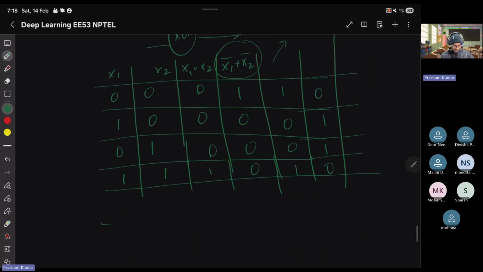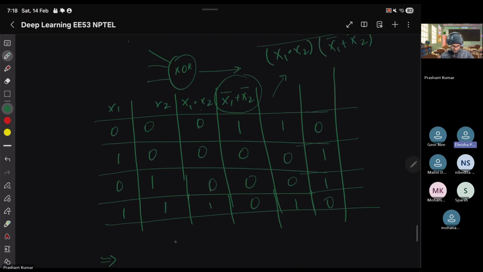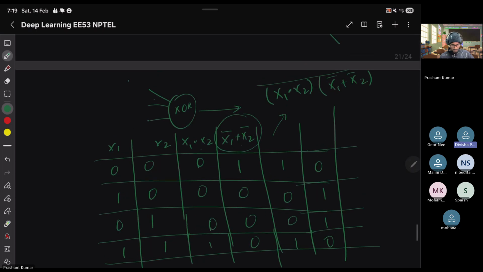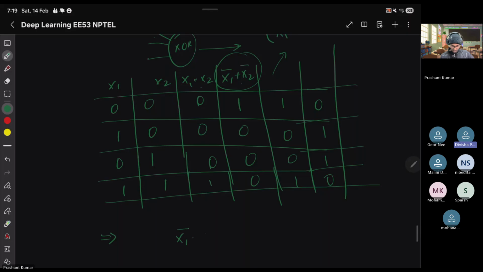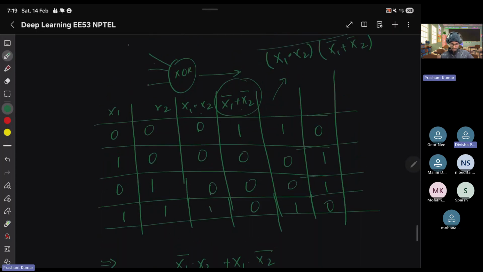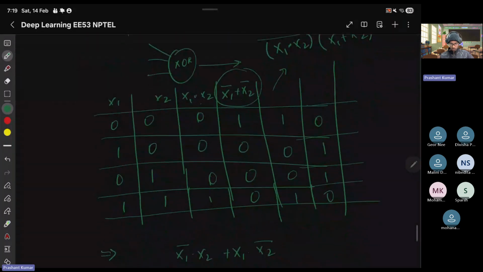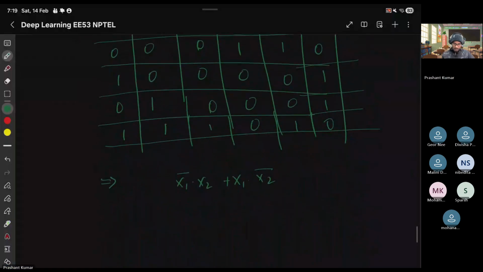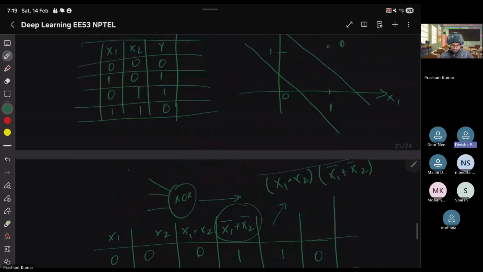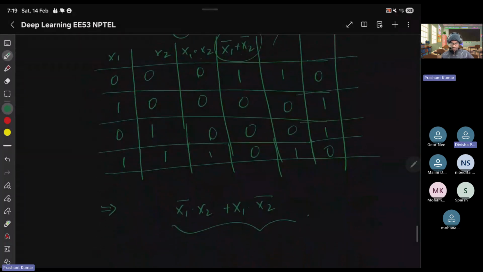If A and B are the input, then A into B bar plus A bar into B, that will be the XOR gate, right? Here, with x1 and x2, it is x1 bar into x2 plus x1 into x2 bar. The final one, yes, overall it will become like this. That is correct, it should be correct.